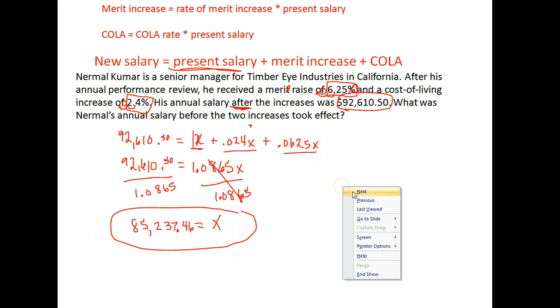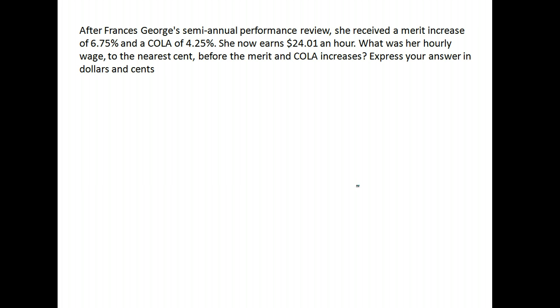Let's do one more like that. Okay, this question is the same, but it's giving you the hourly rate, but again, very similar. So it talks about she gets an annual performance review, and she receives a merit increase of 6.75, a cost of living of 4.25, and now earns $24.01 an hour. What was her hourly wage beforehand?